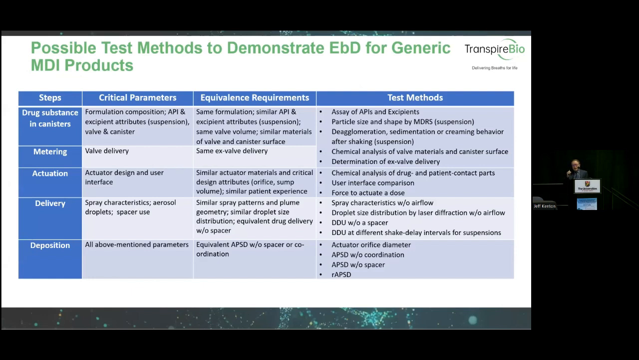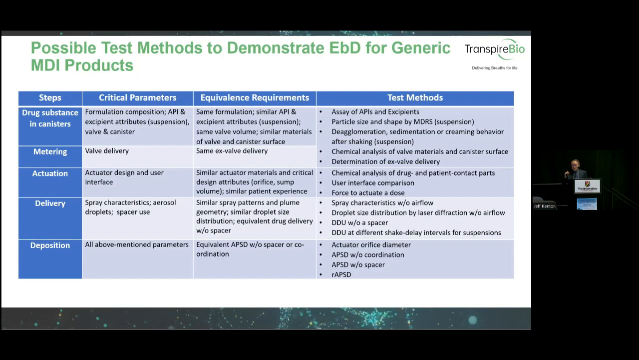So we can look at each step individually and ask what we can do to make sure our test products are equivalent to the reference product. We can look into each criterion and what method we can use for each criterion to ensure that the two products are bioequivalent for each of the steps.